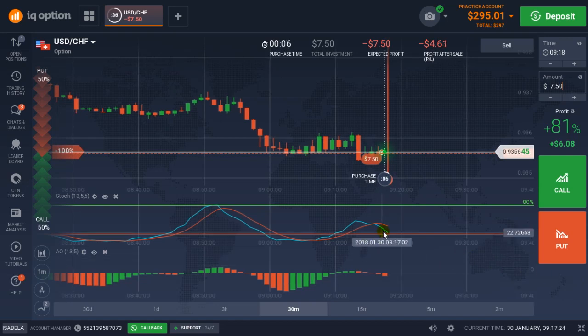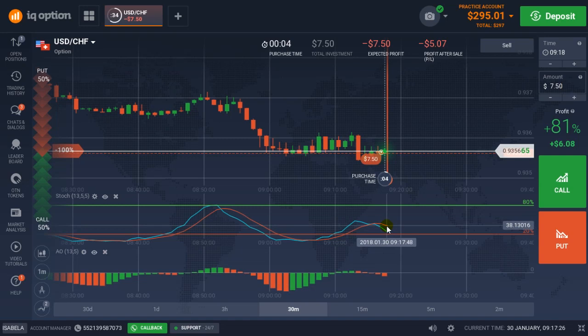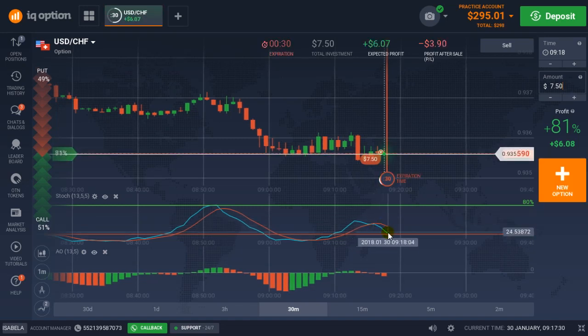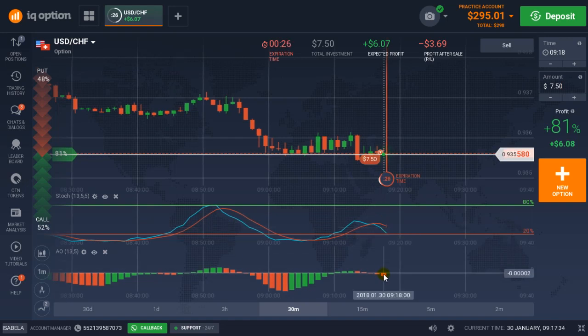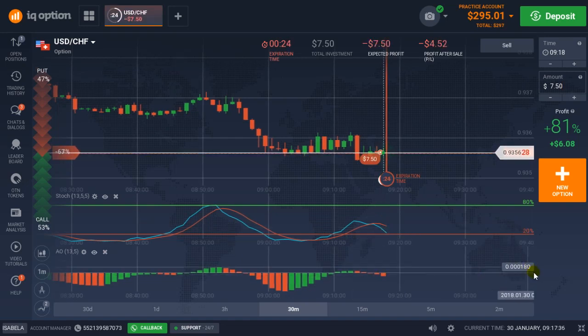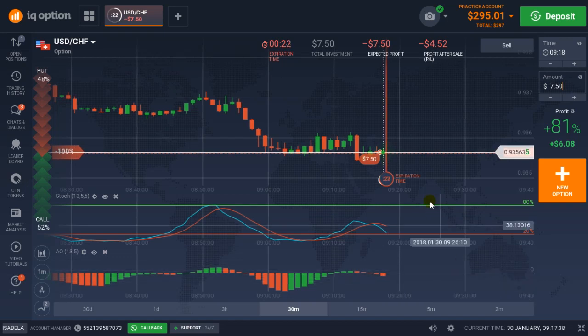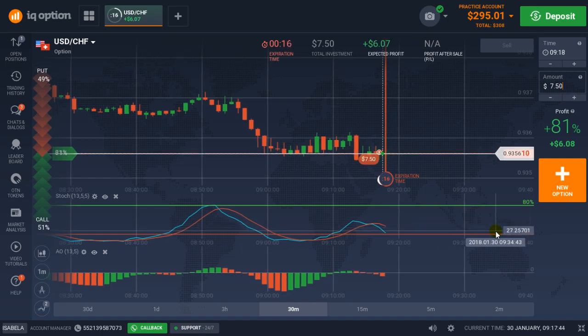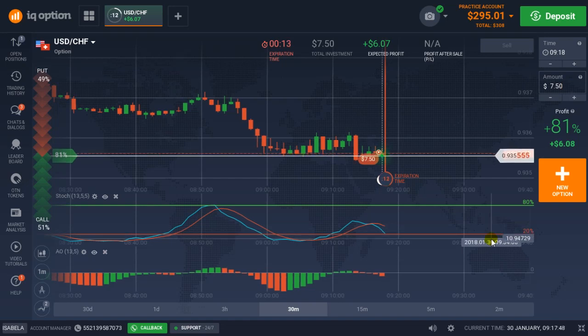So at this moment, I feel that I have enough separation. The crossing has occurred, with enough separation between the main line and the signal line on the stochastic oscillator. I've got a red bar below the 0 line, so at this moment I felt confident enough to get into a trade where I feel that the winning expectancy is higher than losing. That's why I got into the trade. Okay.